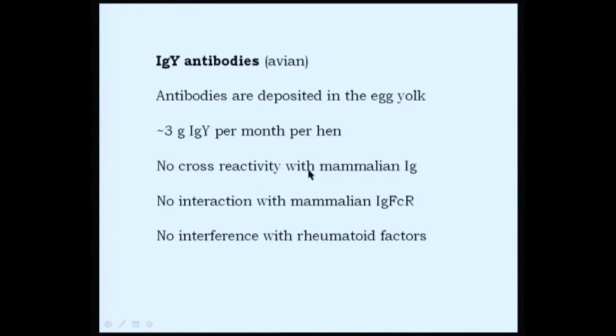More importantly, 3 grams of immunoglobulin Y can be got from eggs in a single month from one hen. So, I will talk about this as well as I will introduce you all to the complement cascade.